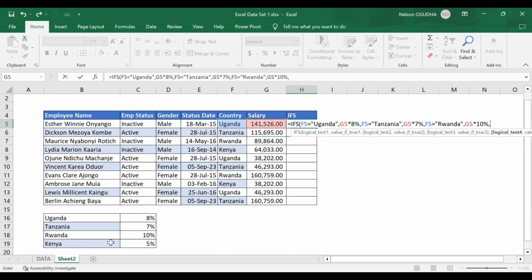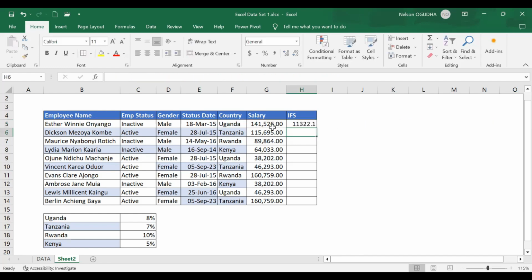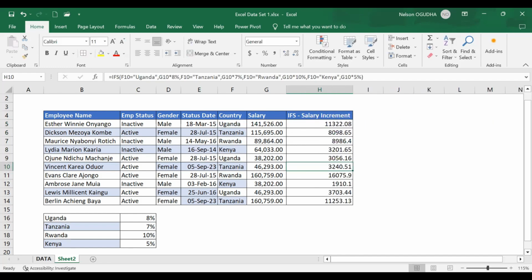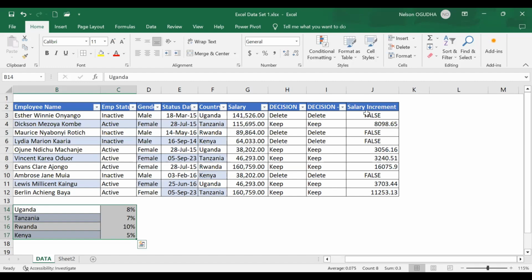The last logical test is true if it is Kenya. So if F5 is equals to Kenya, then do what? Take the salary here times 5%. So we close that, and now we get our values. We want to check in the previous data, where we did the same information, but we did the increment using IF nested.